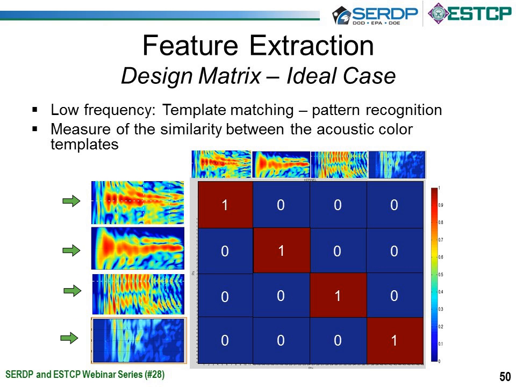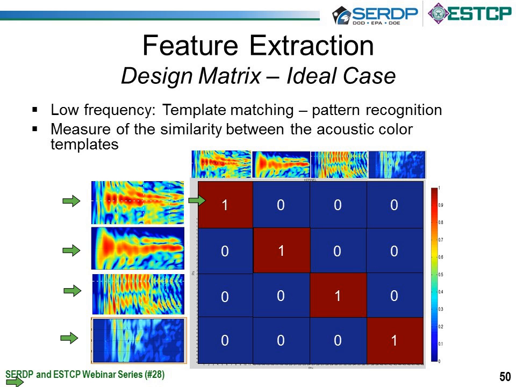And you're going to populate this design matrix here. And when I say populate this design matrix, you're going to have some sort of measure of the similarity between each of these acoustic color data products. So in the ideal case, number 1 is going to look exactly like itself, and so you're going to get a 1 in the upper left corner of this design matrix. And it's not going to look like anything else, so you're going to get zeros everywhere else.